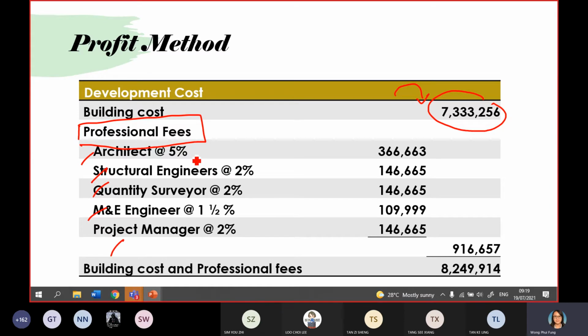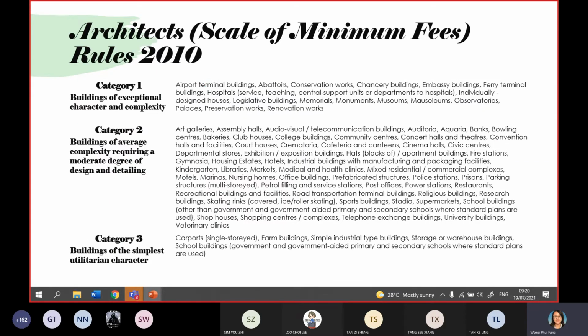For this one, I hope you can build up the skill of calculating the professional fee properly, rather than estimating based on 1% only. So I hope you can build up in detail. For example, for the architect, you can get the architect scale of minimum fee from their website. For the architect scale of fee, it depends on the category of the work. It can be divided into category 1, 2, and 3. Different categories will charge different scales of fee.